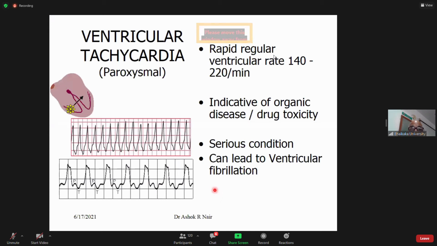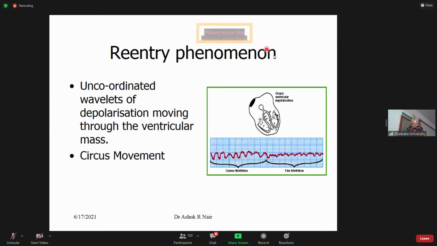This is called the re-entry phenomenon. Now, what is this re-entry phenomenon? Because of this re-entry phenomenon, it can lead to uncoordinated contraction. Coordinated contractions are not ongoing. Every region is contracting at a different time, so it's like just wavelets occurring. And it is a dangerous condition, and it can lead to heart failure.